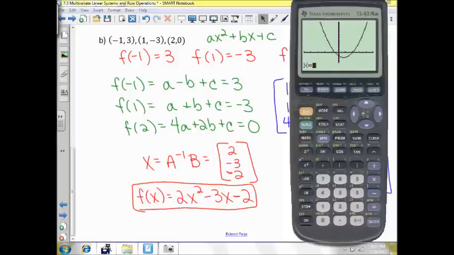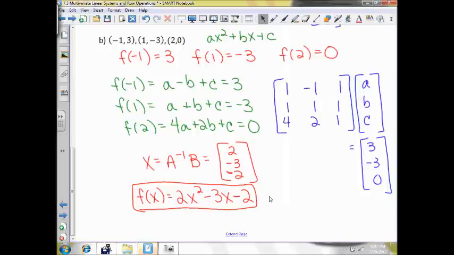Again, let's find the values here. X is negative 1. You should get 3. X is 1. You do get negative 3. X is 2. You do get 0. That now is your correct answer.